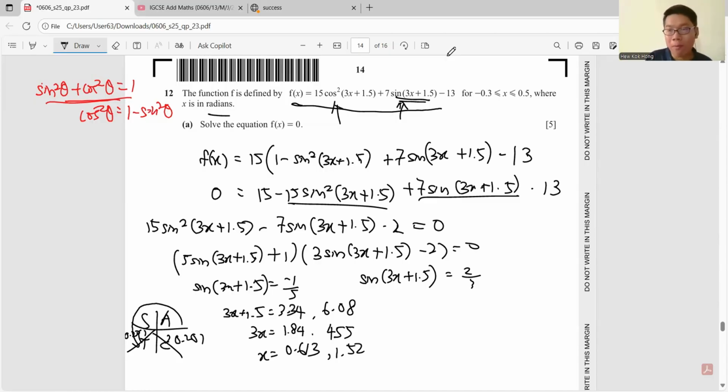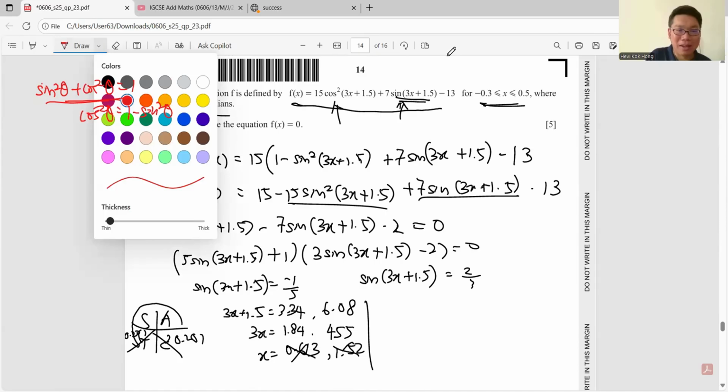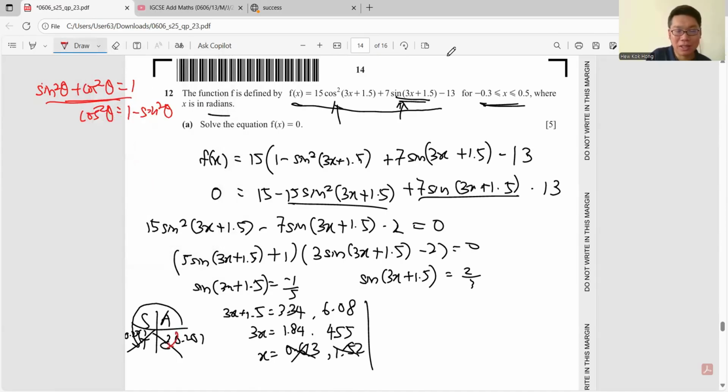And I found that both of my positive angles already exceed the requirement. So what can I do? I find the negative angle part. The first negative angle is going here. It's negative 0.201. Second negative angle is here, which is pi minus 0.201.